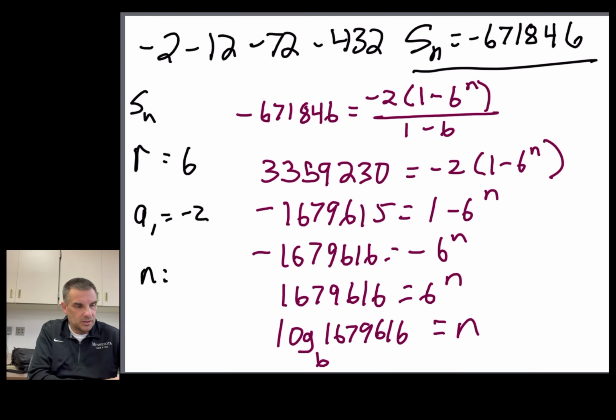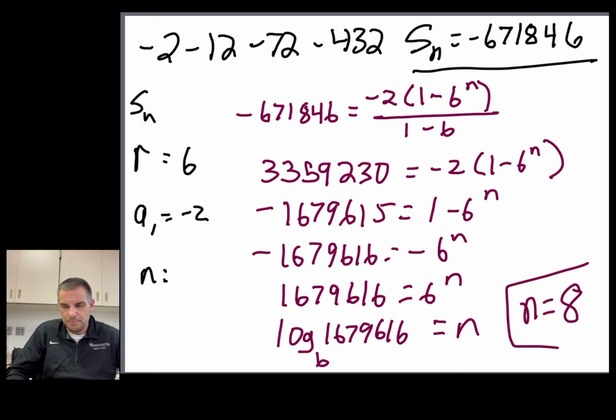Cool beans. So the log of 1,679,616 divided by the log of 6. With any luck, we get a nice answer, and we get 8. Gosh, math is so cool. So there are 8 terms in that sequence. Now, if we wanted to find out what the 8th term was in the sequence, could we do that? Sure.